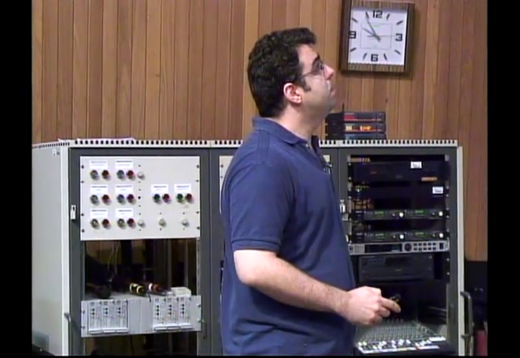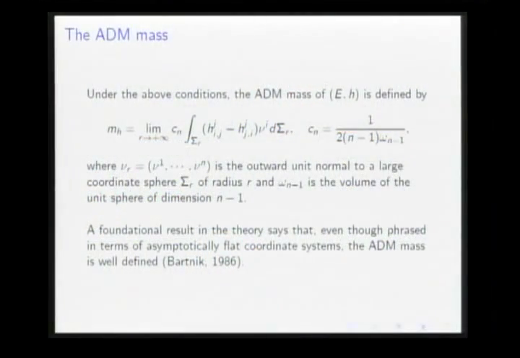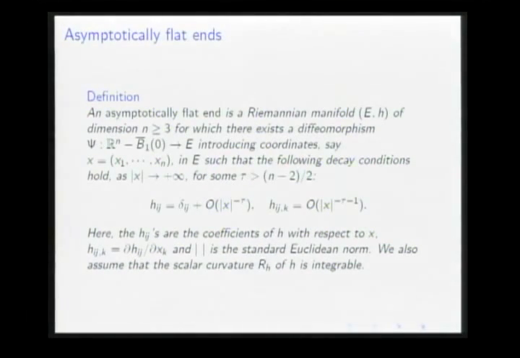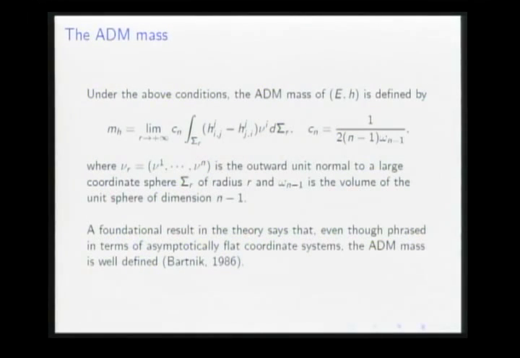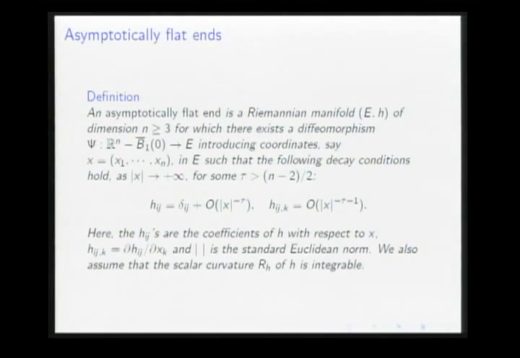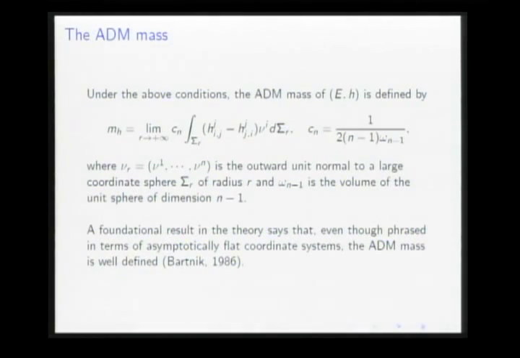So what is the ADM mass? These conditions guarantee that the ADM mass is actually going to converge. The ADM mass is this limit here: you take some derivatives of the metric and you integrate over a large sphere of radius r, and then you take the limit as r goes to infinity.